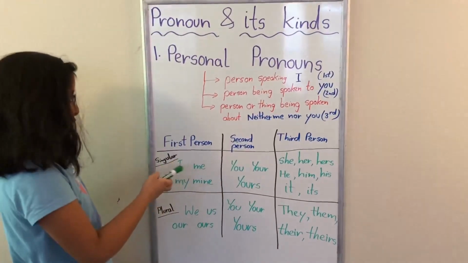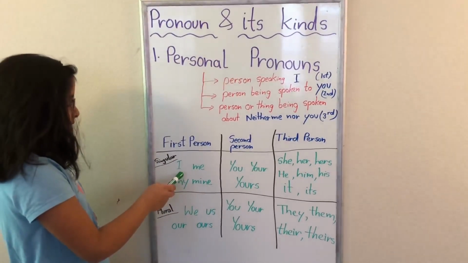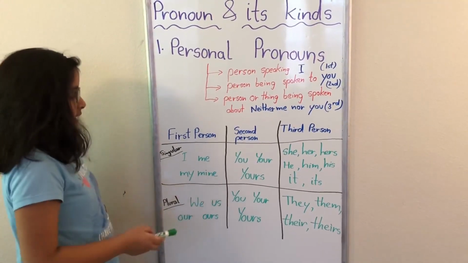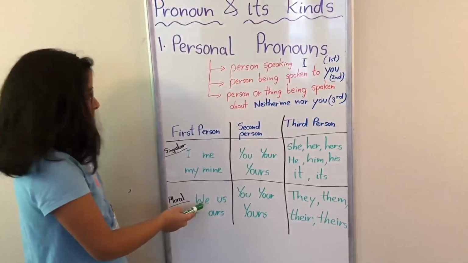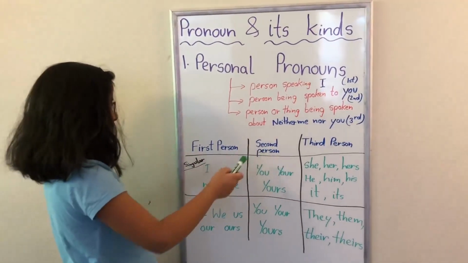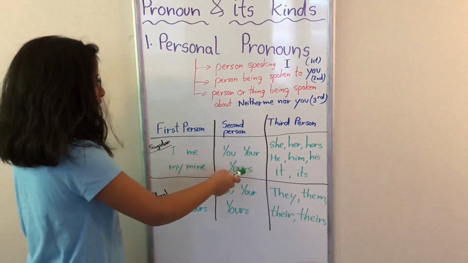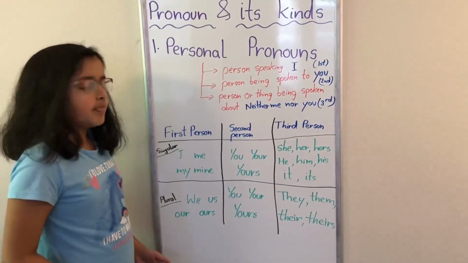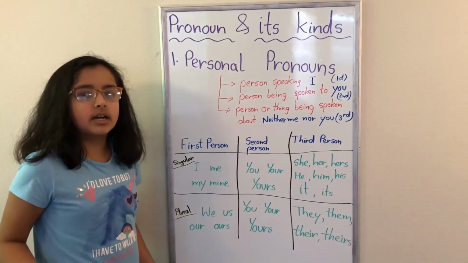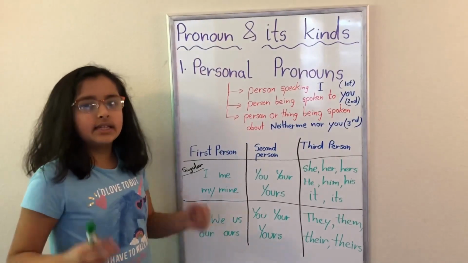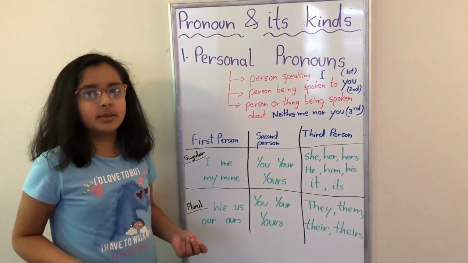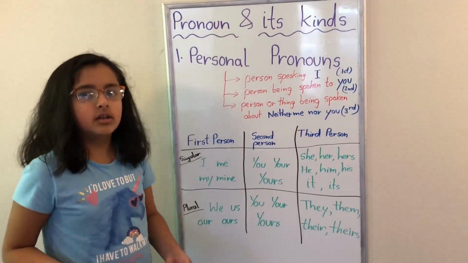For the first person singular, the personal pronouns are I, me, my, and mine, and for the plural, it is we, us, our, and ours. In second person singular, it's you, your, and yours, but in the plural, it can also be you, your, and yours, because in second person, it doesn't matter whether I'm speaking to one person or to multiple people, I still call them you.